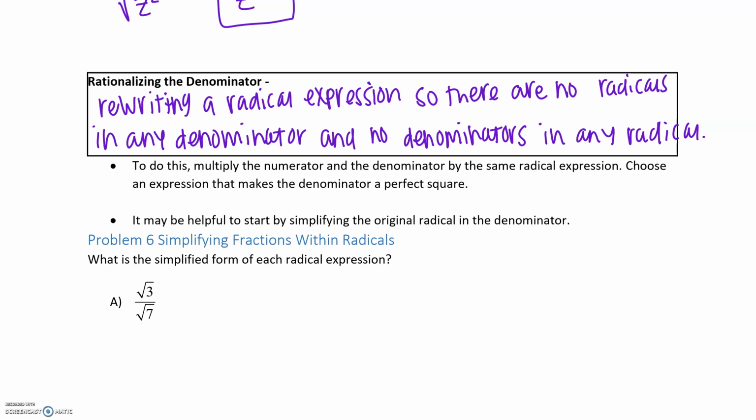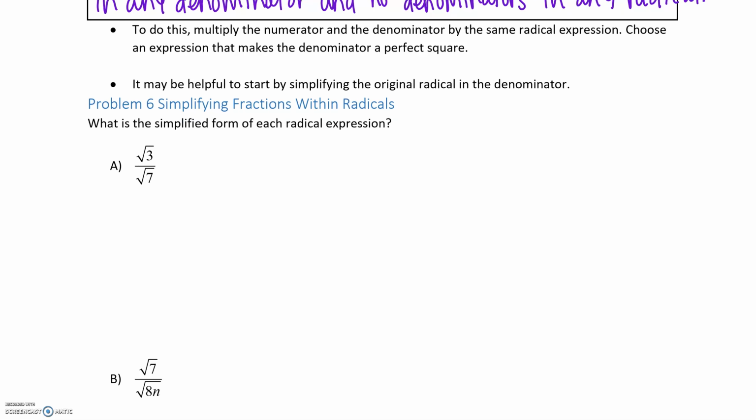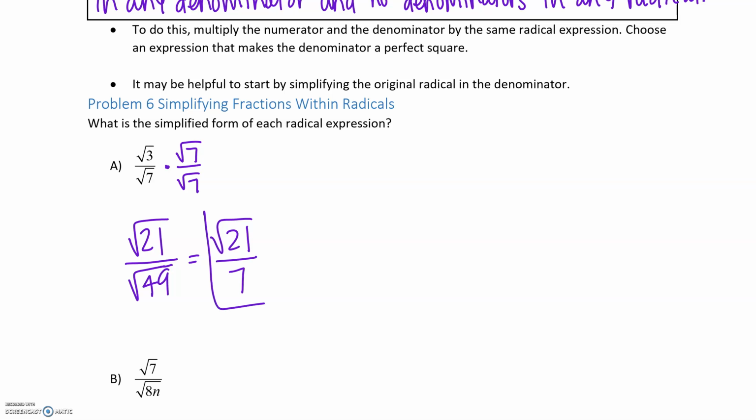that's in the denominator. Okay, so for this first one, we've got the square root of 3 over the square root of 7. We know that we can't technically take the square root of 7 to get a perfect number. So what we're going to do is multiply both the top and bottom by the square root of 7. When we do that, we have 3 times 7, so that's going to leave us with 21. If we have the square root of 7 times the square root of 7, that's going to leave us with the square root of 49. And we know that the square root of 49 is just 7, so that leaves us with the square root of 21 over 7. And that's going to be our answer.